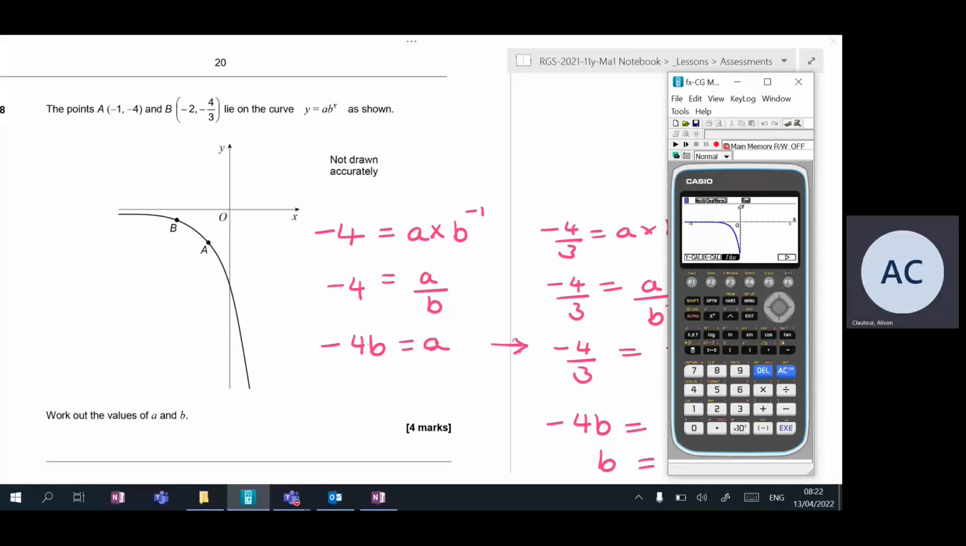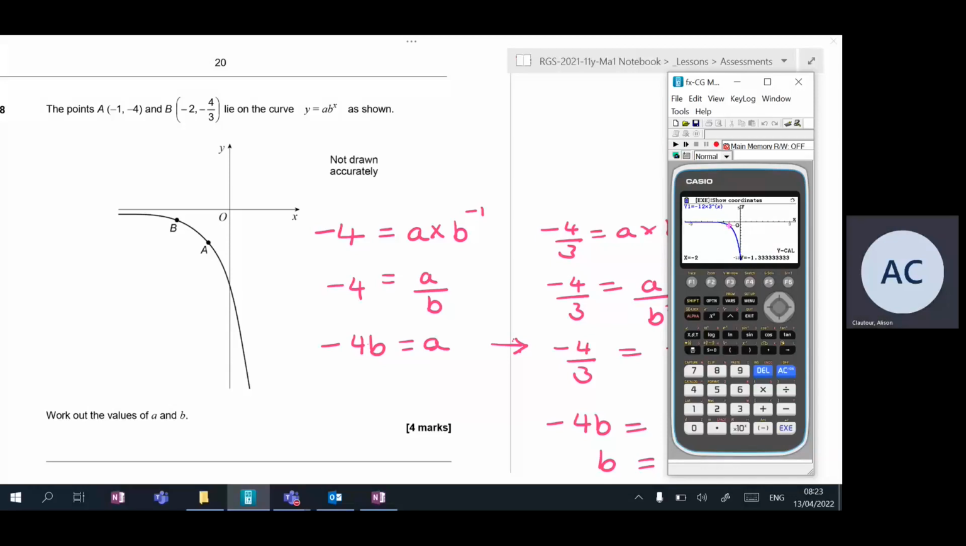So if we go G-solve and find the y calculation when x is minus 1, we should hopefully get minus 4. Correct. If we do the same thing for the other point, make sure the other one is on there. So when x is minus 2, hopefully we get minus 4/3, which is minus 1/3. Correct. So I know I've done it right.